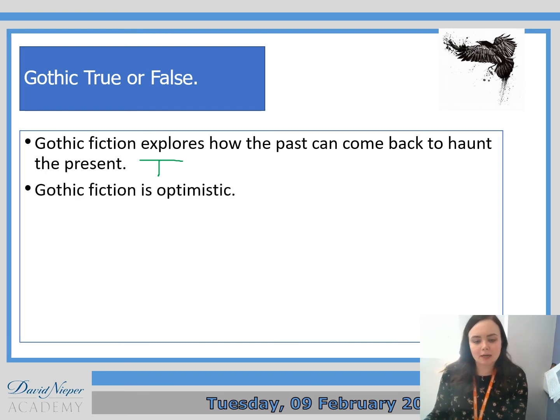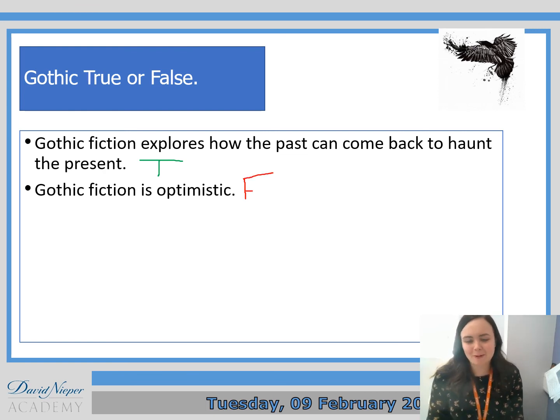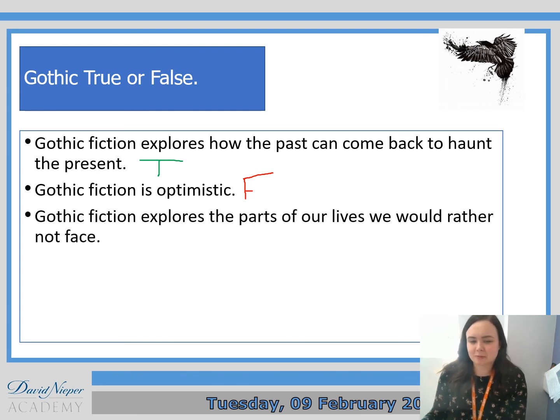Gothic fiction is optimistic. I'm hoping you've recognised that that is absolutely false. Optimistic is definitely not a word I would use when thinking about Gothic fiction. Optimistic obviously means that you look for the positives in things. Gothic fiction is absolutely not that. The next one, Gothic fiction explores the parts of our lives we would rather not face. There's a little bit of truth to that, really. It's not absolutely about that, but there definitely is an element of looking at things that we perhaps don't understand that we enjoy, and that sort of idea.